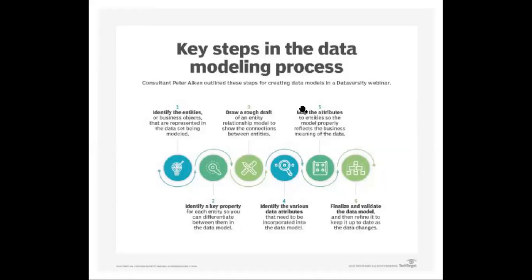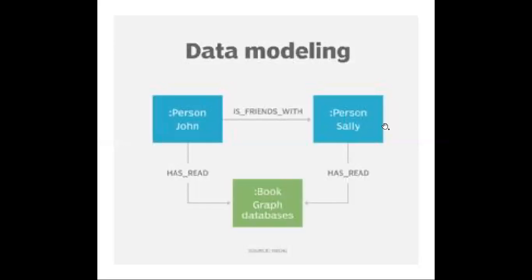Then the fifth step, map the attributes. That is, mapping attributes to entities so that the model properly reflects the business meaning of the data. Means you have to map the attribute. That is referential integrity now. Means which book is read by Sally and John. That's a graph database. Both have read the book. These are the mapping of attributes.